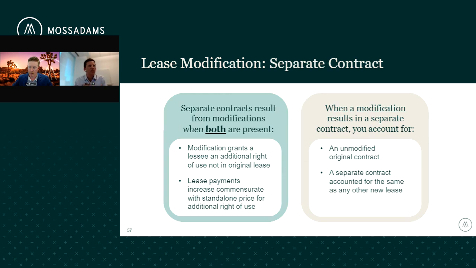Modifications that would be granting the lessee an additional right of use asset and the lease payments increase commensurate with standalone price for the additional right of use. So when it is related to a specific and separate contract, you would essentially be recording that as if you're signing a new lease and establishing a new lease contract. Just note, if the lease is not a separate contract, then you would be remeasuring the lease liability for the updated terms and then adjusting that right of use asset at the effective date of the modification. So in that scenario, if it's just remeasuring the lease liability, just noting we wouldn't expect any impact to the statement of activities related to the remeasurement.